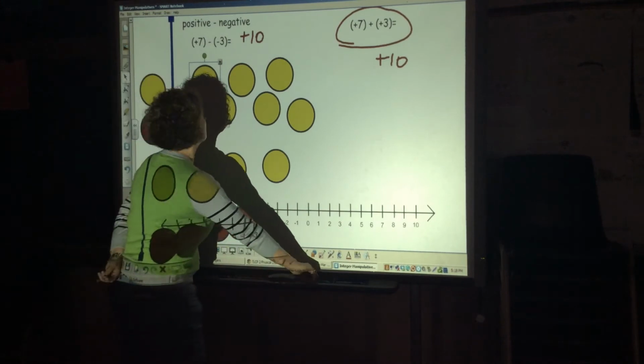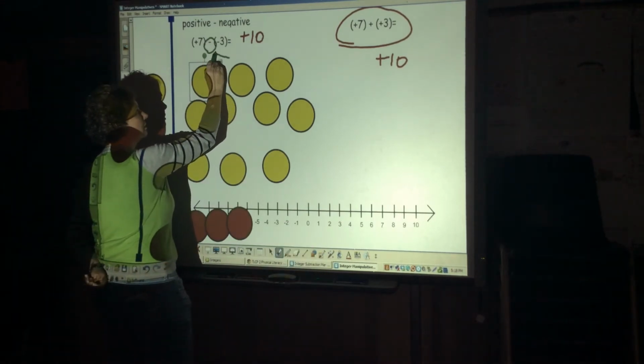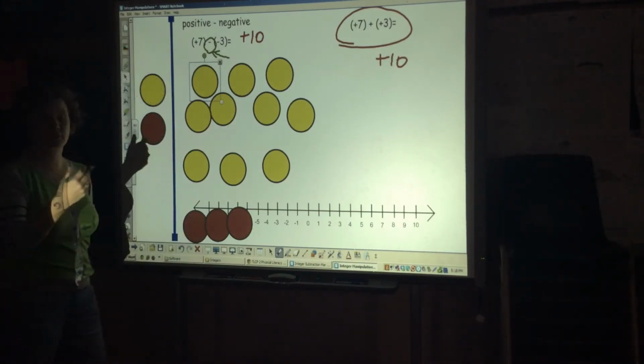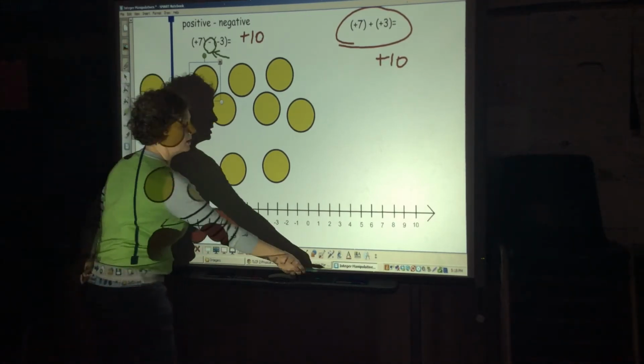Remember, when you are changing the sign, if you change the calculation to the opposite, you must change the second number to its opposite. So if it's a positive number, it has to change to a negative. If it is a negative number, it must change to a positive.